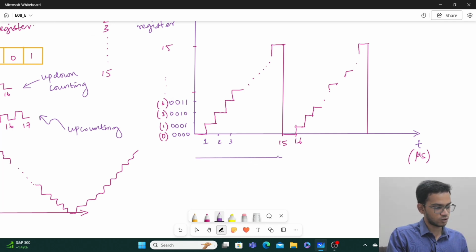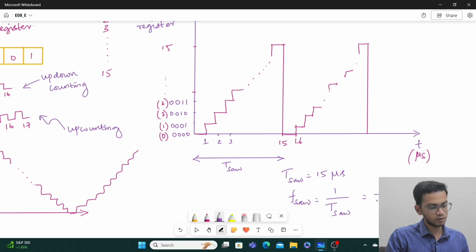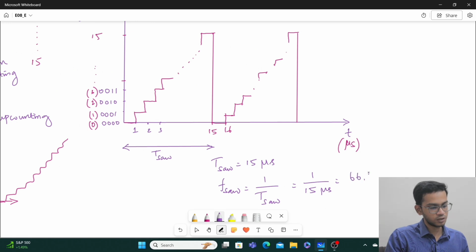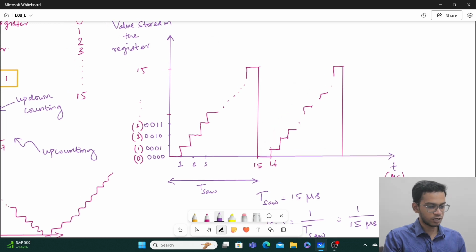The frequency of this sawtooth wave is 1 upon its time period. The time period of this sawtooth wave is 15 microseconds. So T sawtooth equals 15 microseconds. So what will be F sawtooth? It will be 1 upon T sawtooth, which is 1 upon 15 microseconds, which is 66.67 kilohertz. At this frequency of 66.67 kilohertz, you are getting a sawtooth waveform.